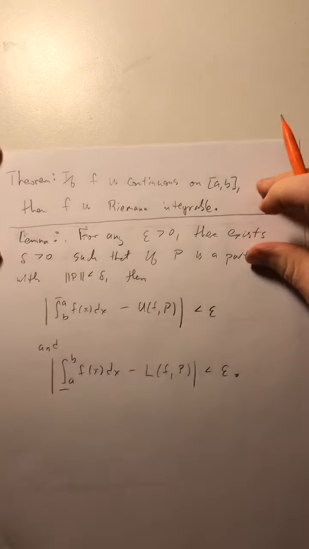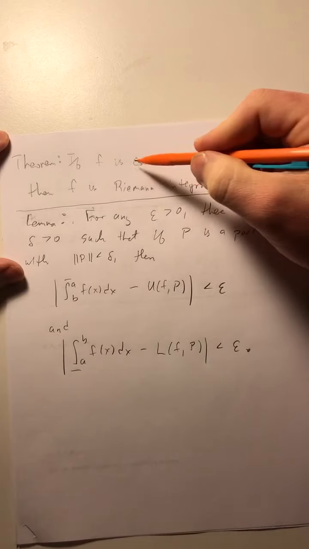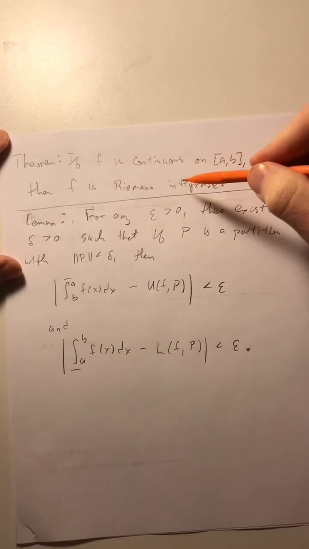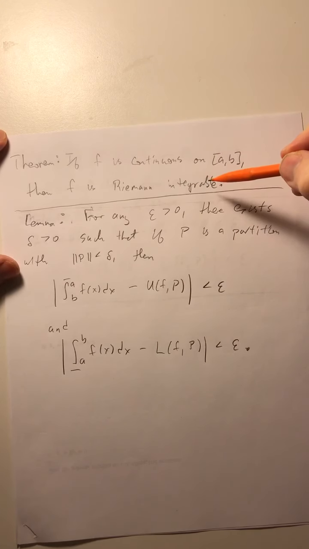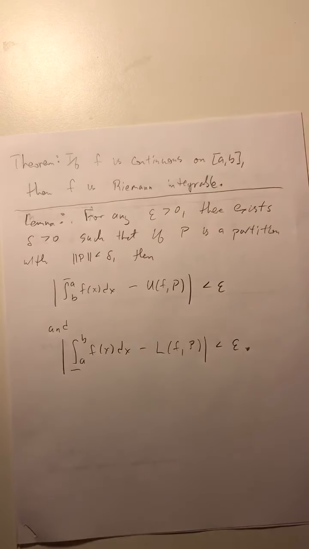So we have a theorem. If f is continuous on [a, b], then f is Riemann integrable. Okay. So all of our continuous functions are going to be integrable.